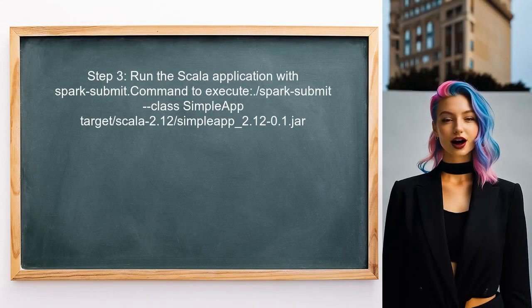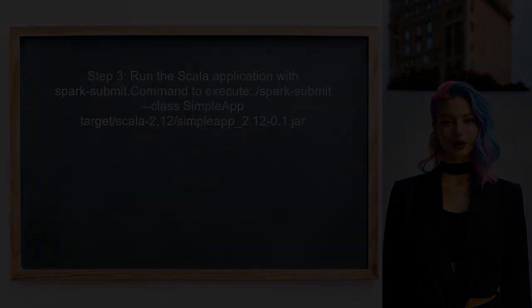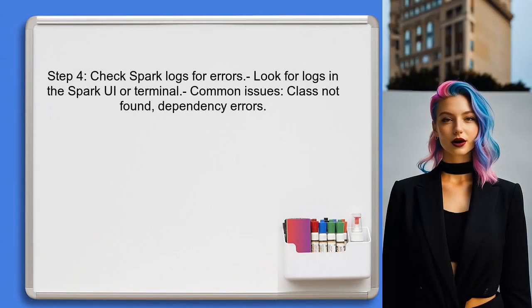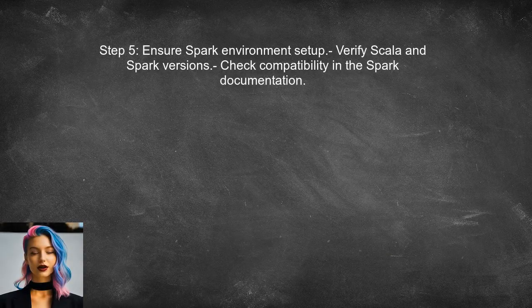Now the user can execute the Scala application using the Spark Submit command. It's important to specify the jar file and the main class that contains the main method. If the user encounters any errors, they should check the Spark logs for detailed information. This can help identify issues related to class paths or dependencies. Finally, the user should ensure that the Spark environment is properly set up, including the correct version of Scala and Spark. This can prevent compatibility issues.